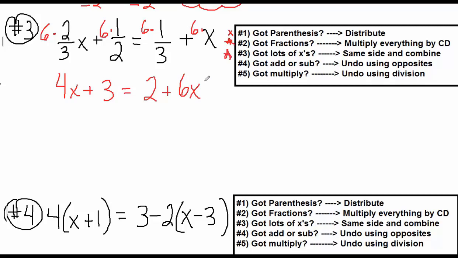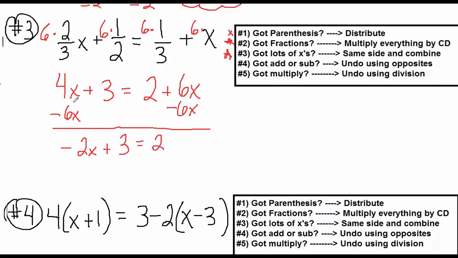Next step, got lots of x's? I do. I've got x's over here and over here. Again, I'm just going to go to the left. Minus 6x, minus 6x. If you went to the right, that's fine. You should get the same answer as me. That's negative 2x plus 3 equals 2, as we subtracted 6x from both sides. Got addition or subtraction? We do. We've got a plus 3. Opposite of plus 3 is minus 3, so we do that to both sides. That leaves me, wow, that's a bad line there, with negative 2x equals negative 1.